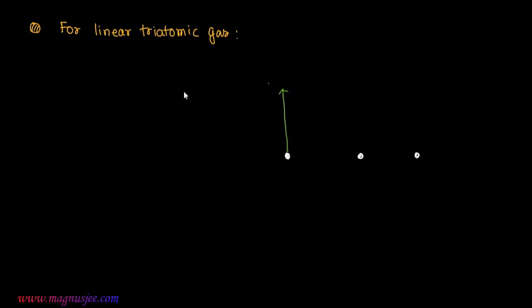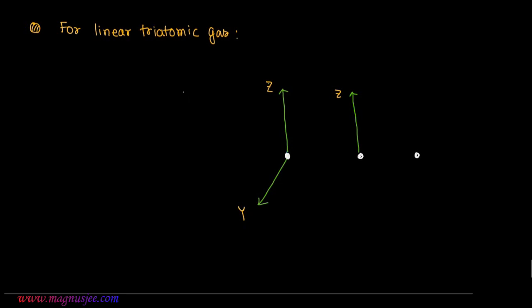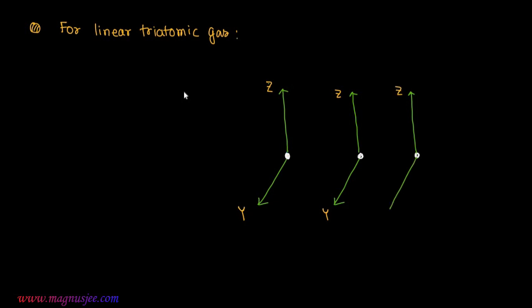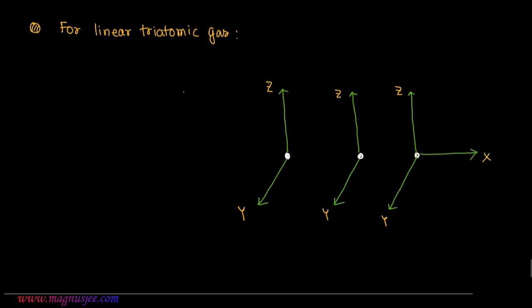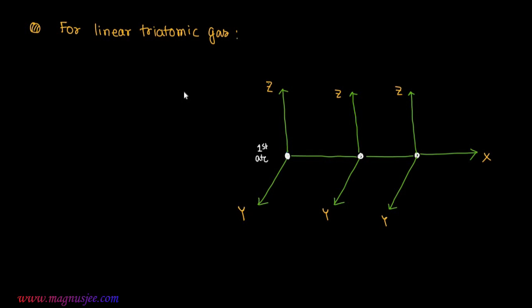If we consider a linear triatomic gas, then there are 3 atoms in a molecule, and we can denote 9 axes for these 3 atoms: Z, Y, and X axis. These are the 9 axes with respect to the 3 atoms in a molecule of linear triatomic gas. The 3 axes along the X axis will be a common axis, and these are the first atom, second atom, and third atom of this linear triatomic gas.